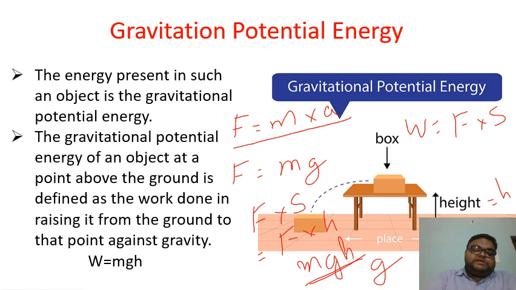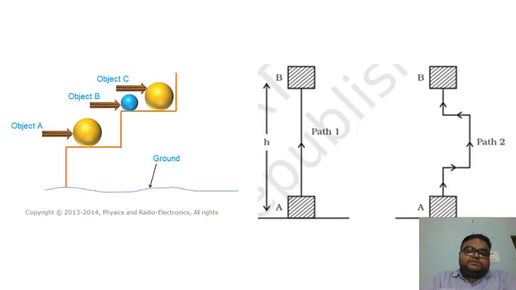So the value of gravitational potential energy will be mgh. Understood, students? Right. So now let's proceed ahead. Here is one thing that I want you to think. There are three objects. See this object, and see this object. Just make the observations: object A, object B, and object C. Tell me which of these objects will have the most energy.